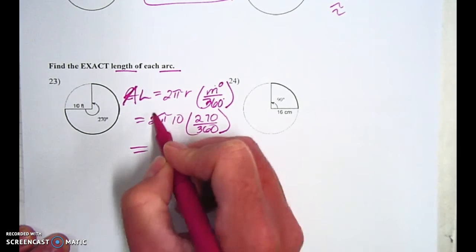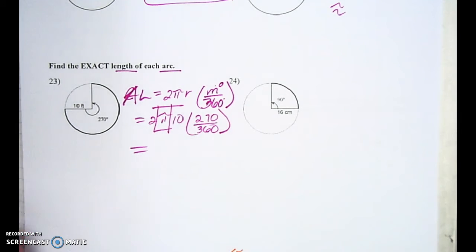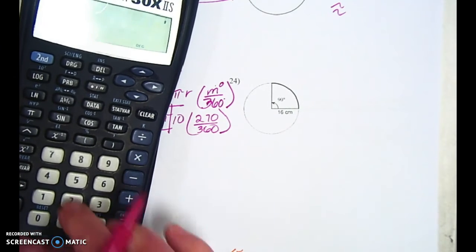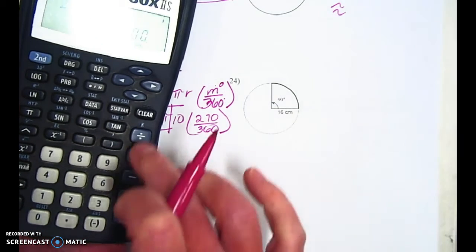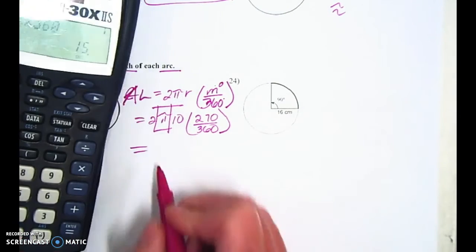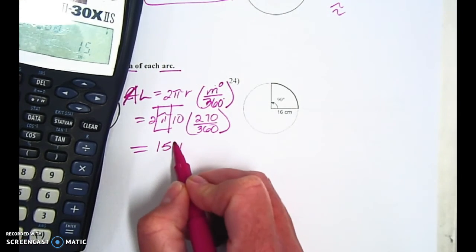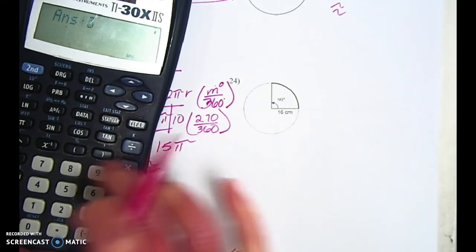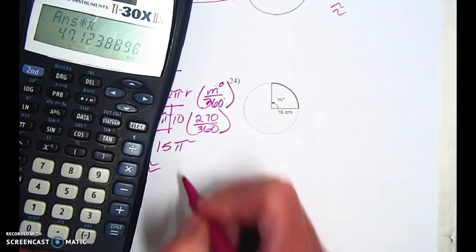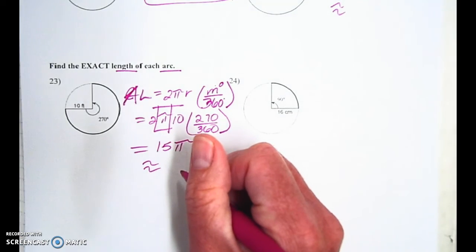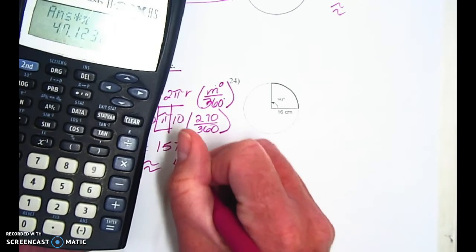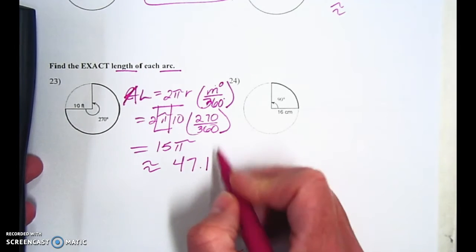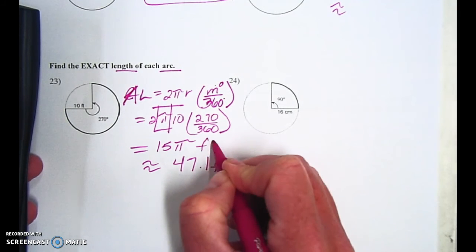So I'm going to type in everything but that pi button. I know 2 times 10 is 20, so I'm going to say 20 times 270. Then I'm going to divide it by 360. That means I have 15 pi. And then to get my decimal answer, I'm just going to multiply that by the pi button and round it, to the nearest tenth? It doesn't really say. So I'm going to go 47.1. And that's in feet squared.